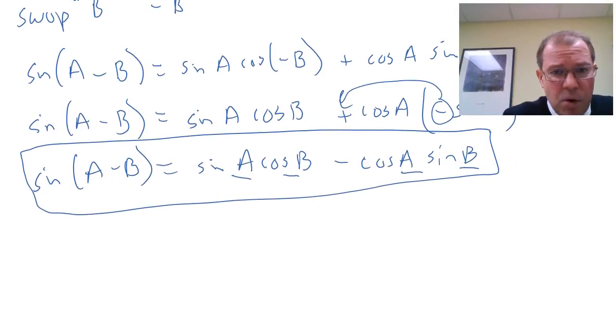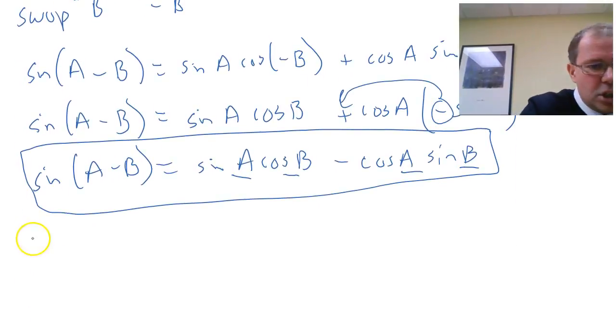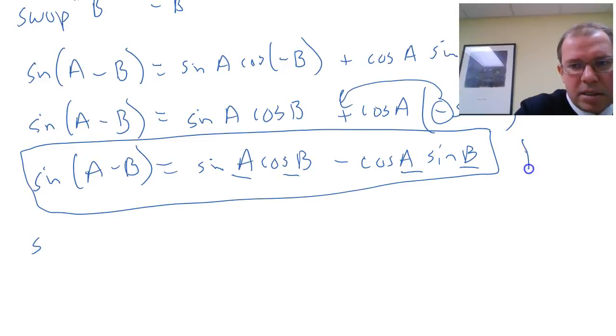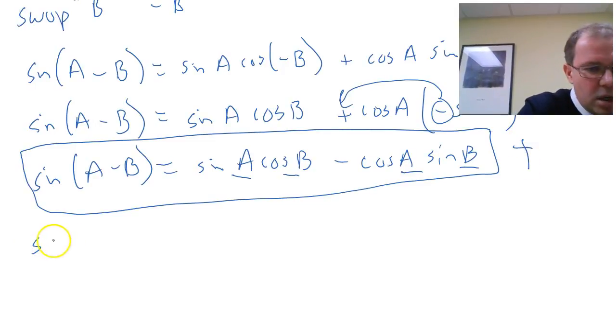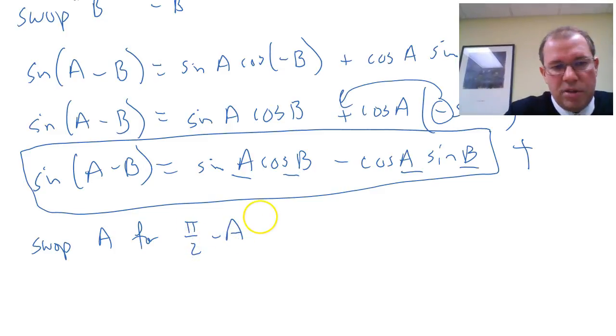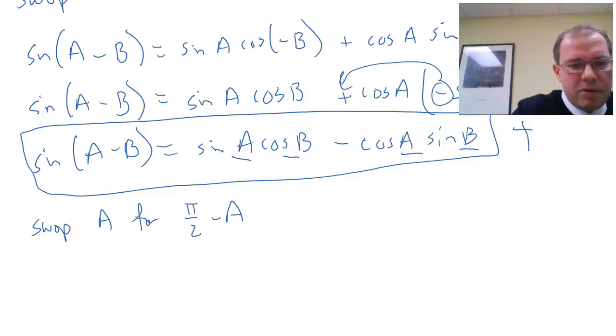Okay, the next one is really neat. I'll call this the cross. I'm going to swap a for pi over 2 minus a. It's really quite neat. So I'm going to swap a for pi over 2 minus a.